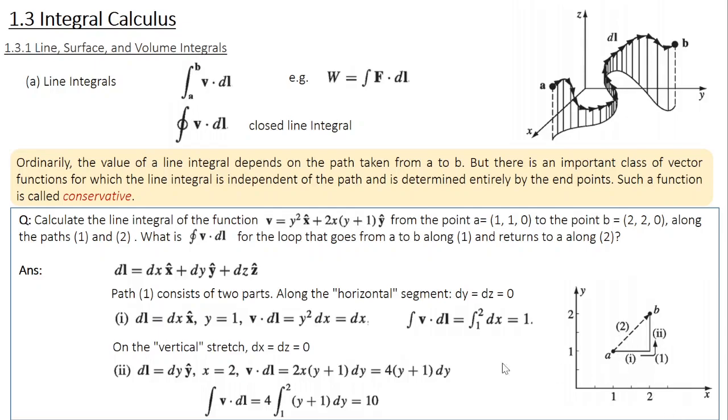So that's for path 1. So you have value 1 for the horizontal segment, value 10 for the vertical segment. So the total line integral is 10 plus 1, which is 11.